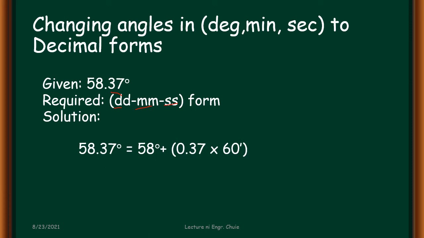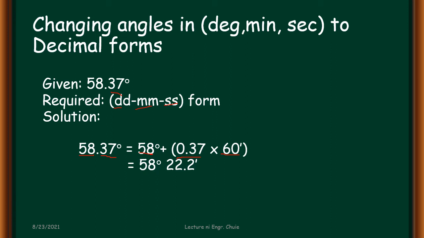So, as a solution, copy lang natin yung 58.37 degrees. You just copy this one. So, this is the whole number of the degree. No need to convert this one since naka-degree siya. And let's go to the remaining decimal. So, this is 0.37 degree. So, the question is, what is the equivalent of 0.37 degrees into minutes and seconds? So, let's try. Copy muna natin yung 0.37 times 60 minutes. This is equivalent to 58 degrees, 22.2 minutes. So, is this the final answer?